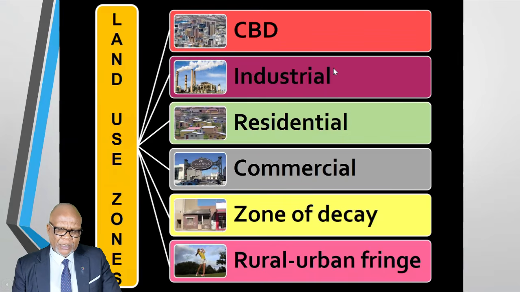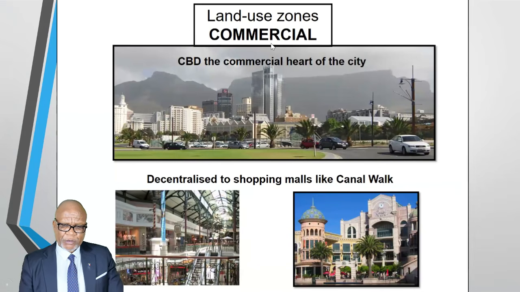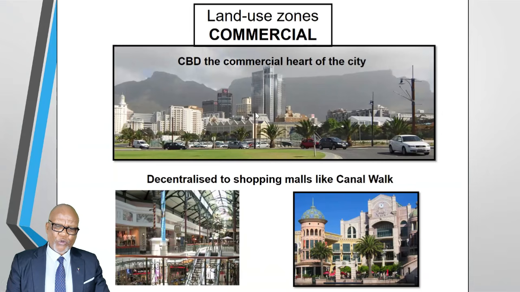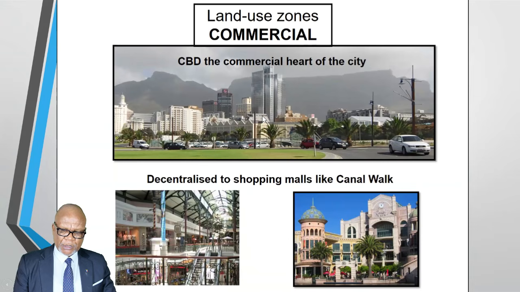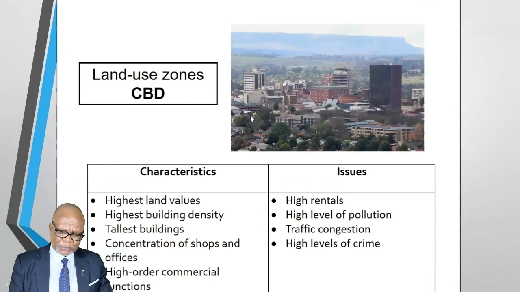Number one, we have the CBD. We know the CBD is part of the commercial land use. So under commercial land use, we have two: we have CBD and we have OBD. What does CBD stand for? It stands for Central Business District. And then what does OBD stand for? It stands for Outlying Business District. So the CBD, that's your city center.